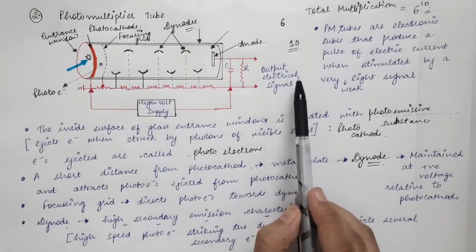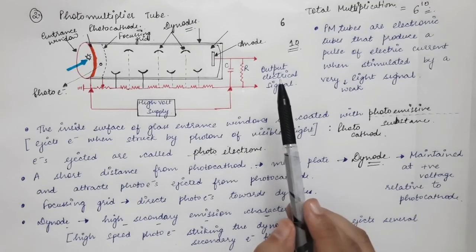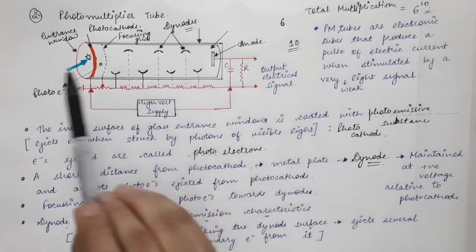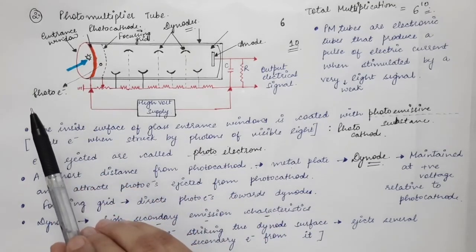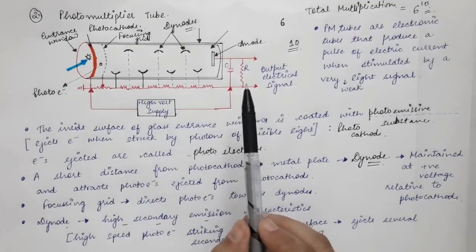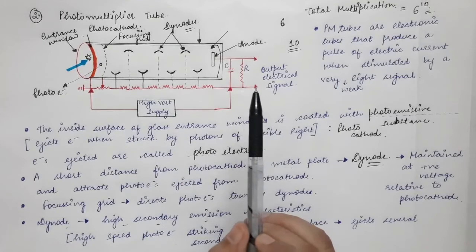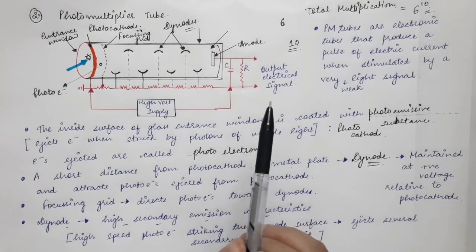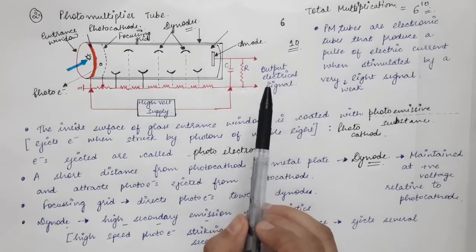So what are the advantages of scintillation counter? First, the pulse height is directly proportional to the energy deposited by the ionizing radiation. The second advantage is that its dead time is small. The third is that its resolving power is high.